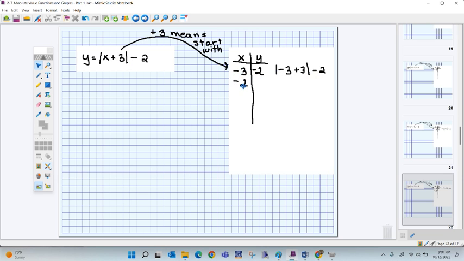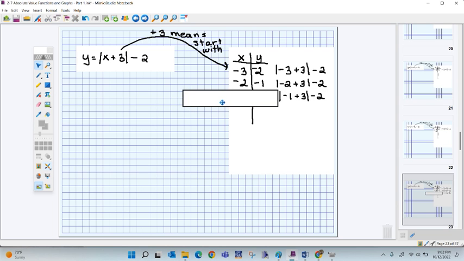So I'll put in a negative 2. Negative 2 plus 3 is 1. 1 minus 2, we'll see one thing at a time, is negative 1. I'm going to next pick, just for us to see, a negative 1. What I find is negative 1 plus 3 gives me 2. 2 minus 2 gives me 0. Okay, so I've gone one direction on my V.